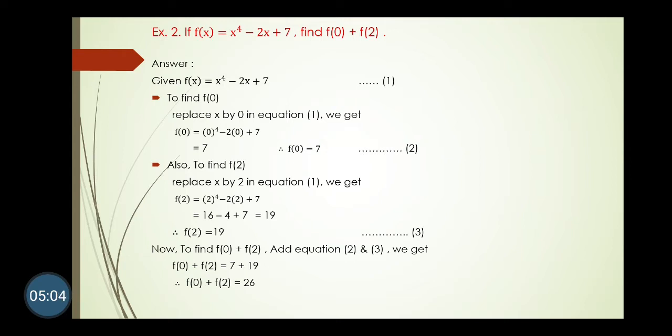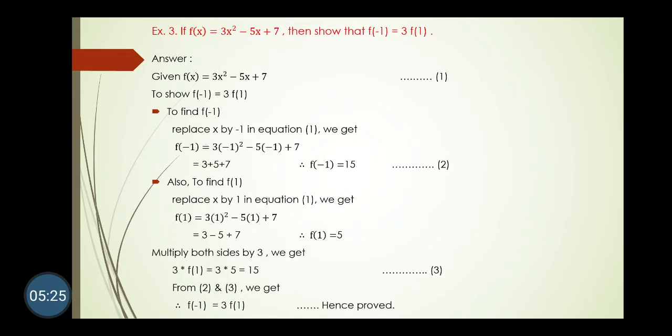But we don't have to stop here because we want to find f of 0 plus f of 2. So now in the next step we have to add these two. So add equations 2 and 3, we get f of 0 plus f of 2 is equal to the addition of 7 and 19, which is 26, and this is the final answer.